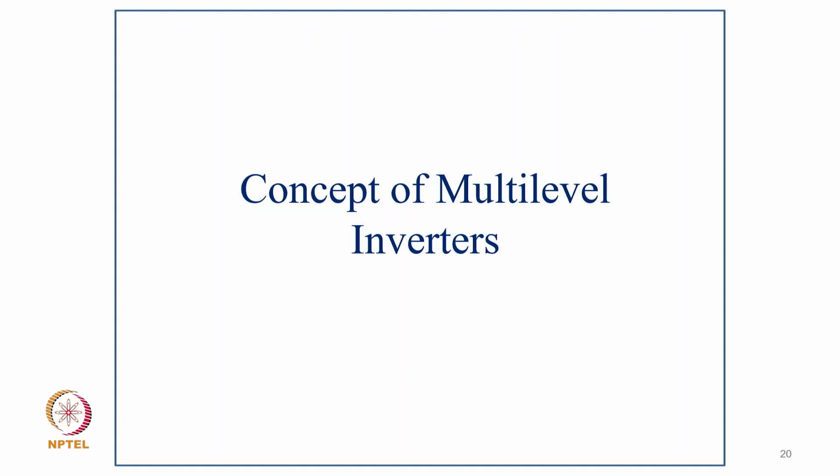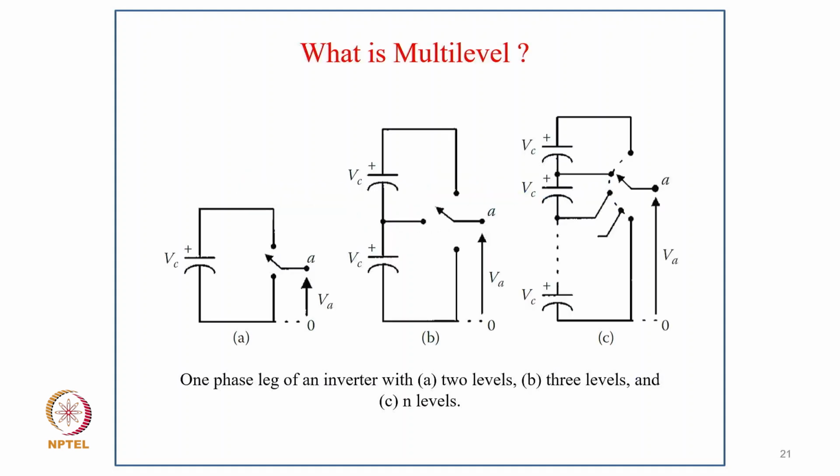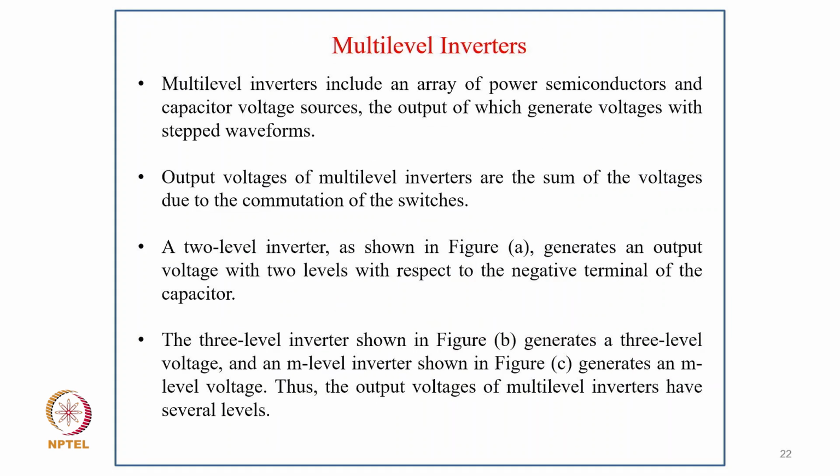Now coming to the concept of the multi-level inverter. You can see typically one leg of an inverter with 2 levels, then 3 levels with 2 capacitors and a midpoint, and n levels if you have a number of capacitors like here. You can increase the number of levels in the output from 0 to different values. This multi-level inverter includes an array of power semiconductors and capacitor voltage sources, the output of which generates voltage with a stepped waveform.